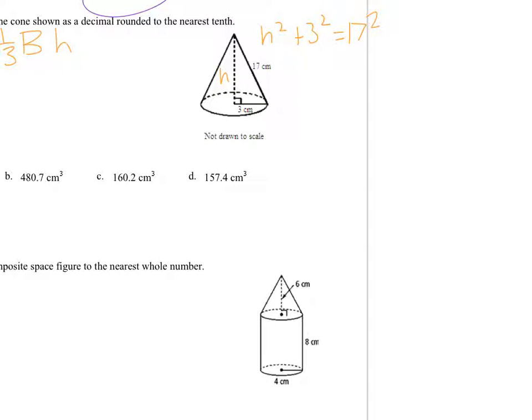So I'm going to figure out what h is equal to. So I'm taking the square root of 17 squared minus 3 squared. If I take the square root of that, I get h is equal to 16.73.